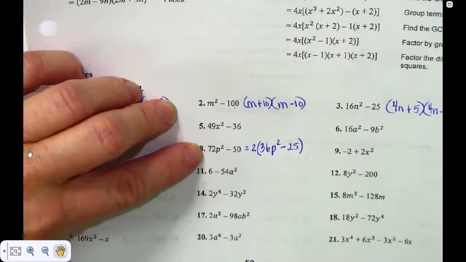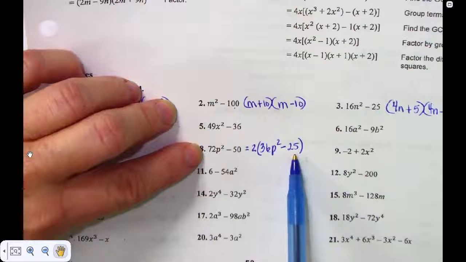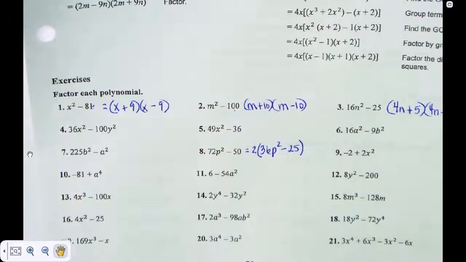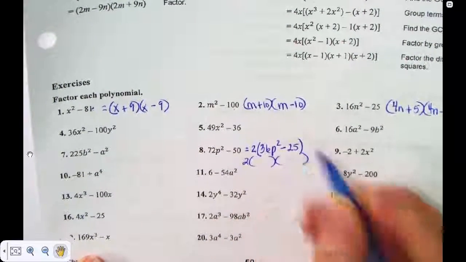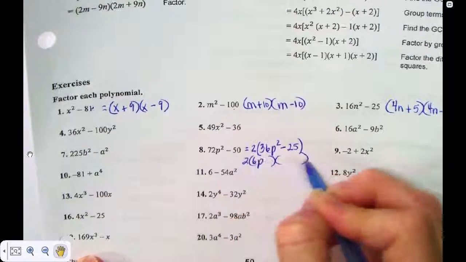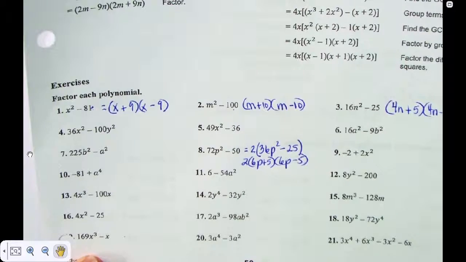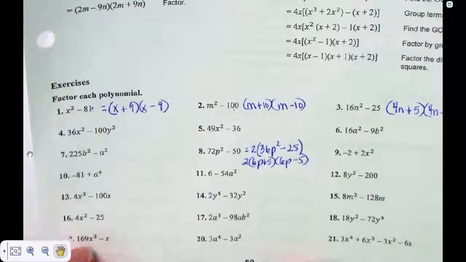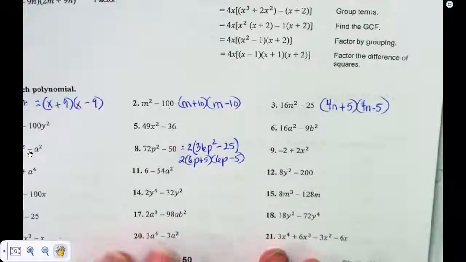Now what happened? When we factored the 2 out, then you ended up with 2 perfect squares. So your goal is to get 2 perfect squares there. That's what your goal is. Okay? So now all we have to do is go 6p plus 5 minus 5.